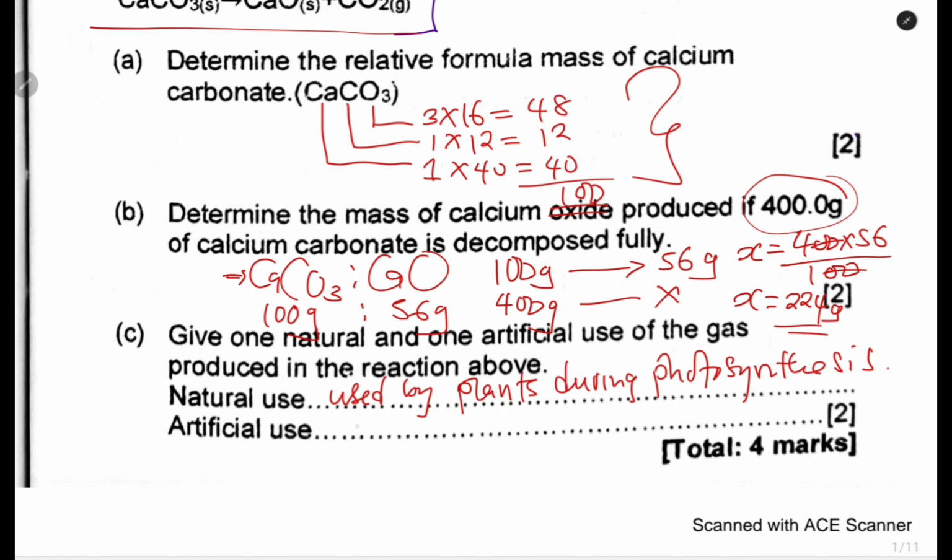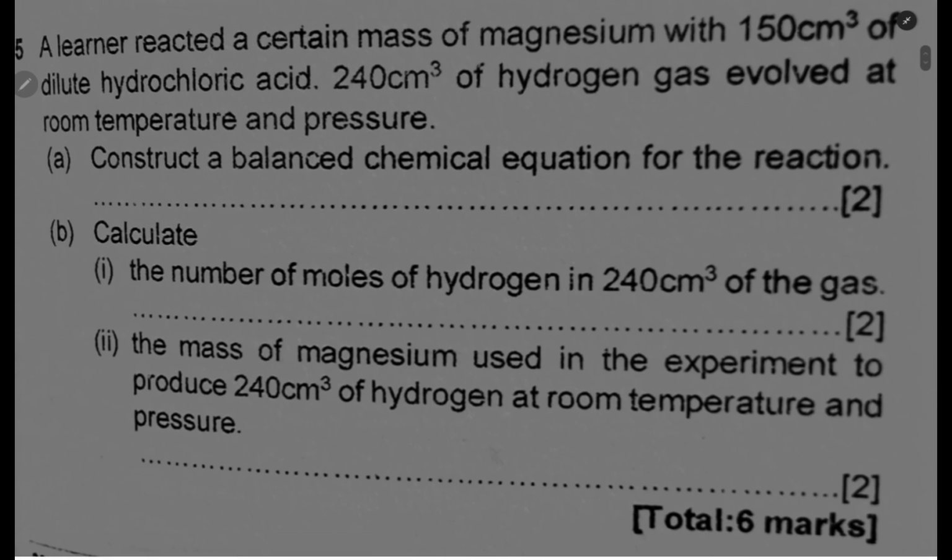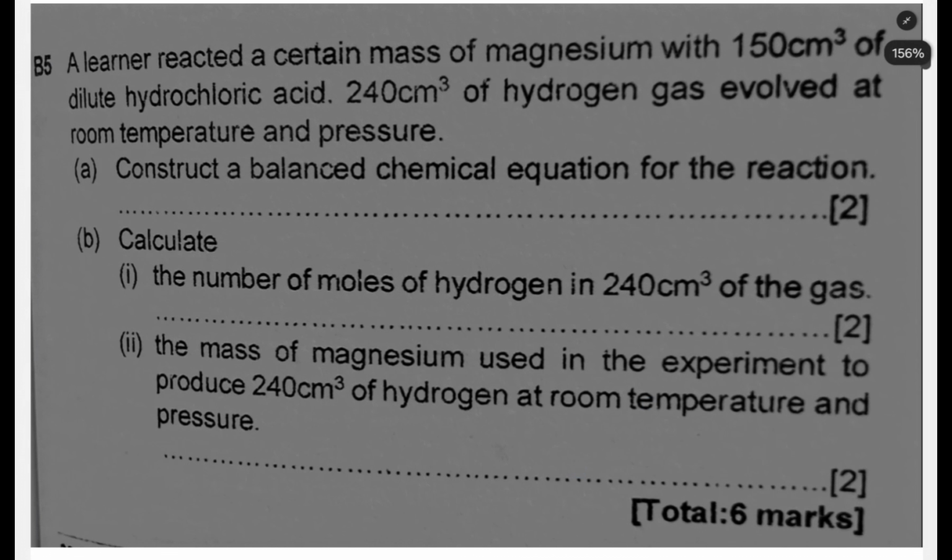Then what about artificial? For artificial, we can look at man-made processes. So it is used in baking. Baking uses carbon dioxide. Then also you can talk of use in fire extinguishers. Then you can talk of also use to make carbonated drinks. So there are quite a number of uses of carbon dioxide. You should be able to bring out so many uses. Otherwise, we end here in terms of this question. We've answered it fully, and that is the 4 marks. Then up to the next question. Elena reacted a certain mass of magnesium.